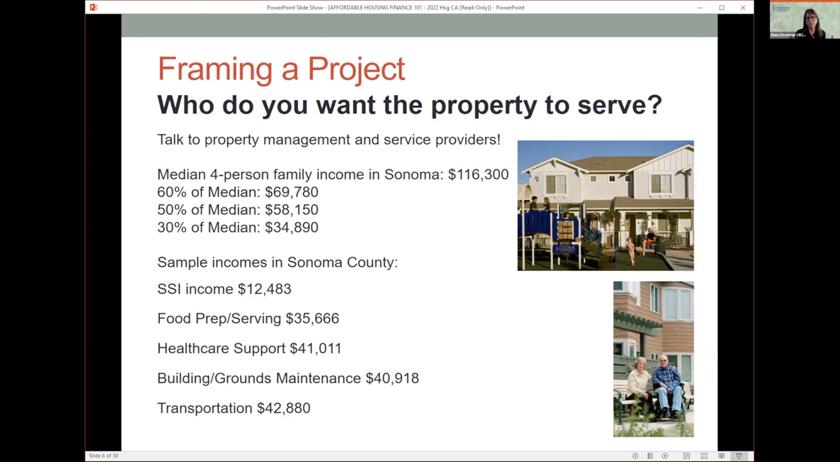So talk to your property management, talk to your service providers in the area where your site is located, and do some research on the community. What are the incomes in that community? What are the needs? Is there need for family housing or homeless housing? So I think it's good to start out with a vision that informs your plan for the property.